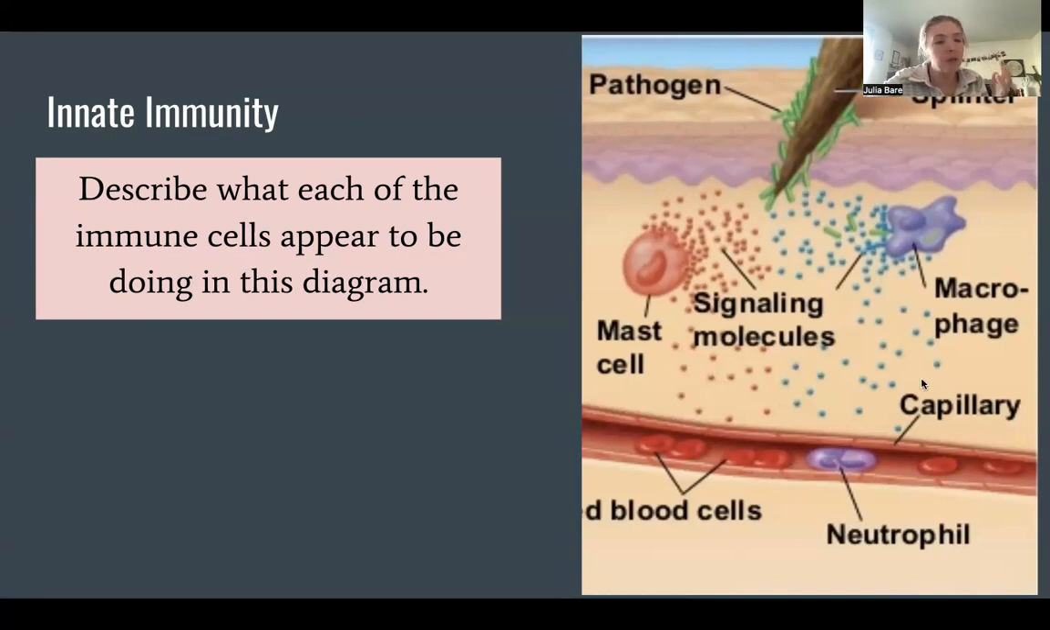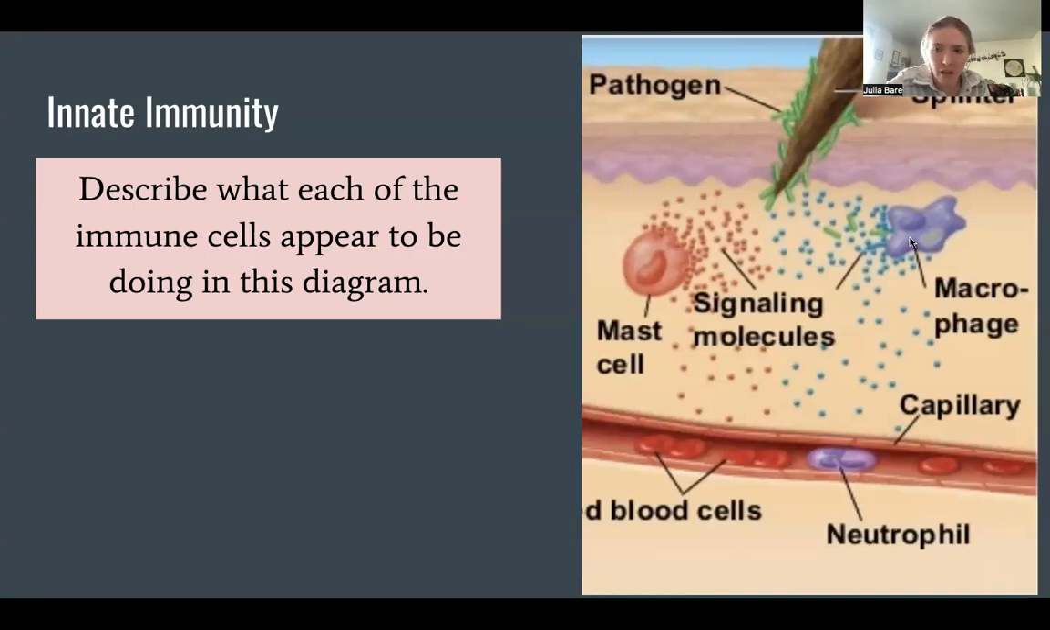And there are a couple of different cells we're looking at. We're looking at a mast cell, we're looking at a macrophage cell, and we're looking at a neutrophil cell. And it looks like, based on this diagram, the mast cell and the macrophage cell are secreting some sort of substance that is involved in getting rid of this pathogen.